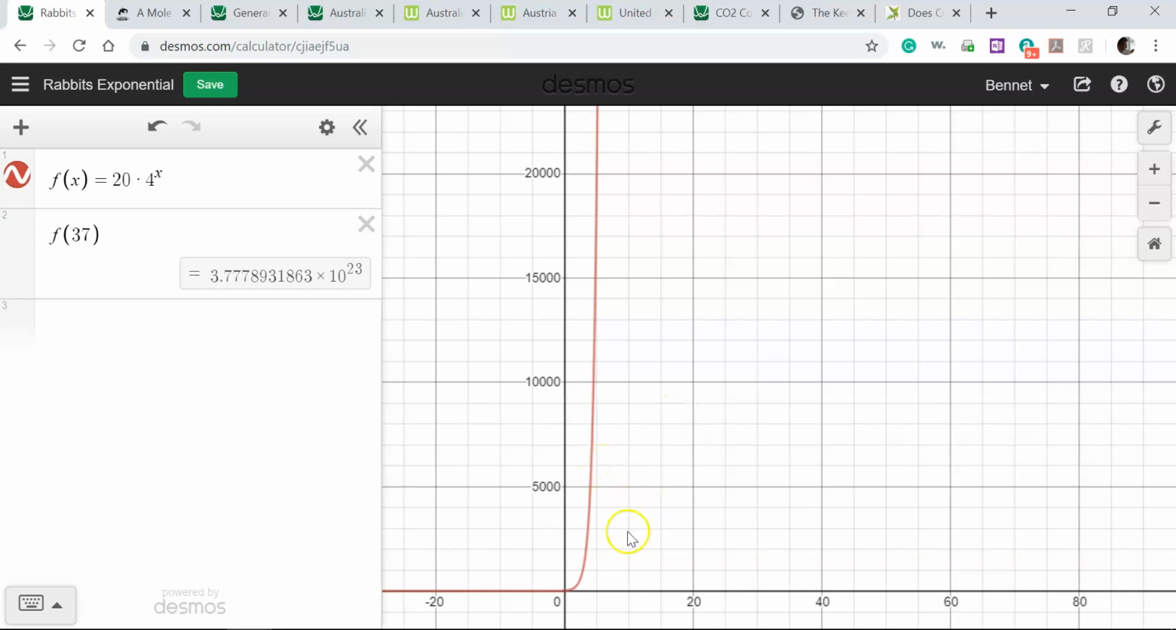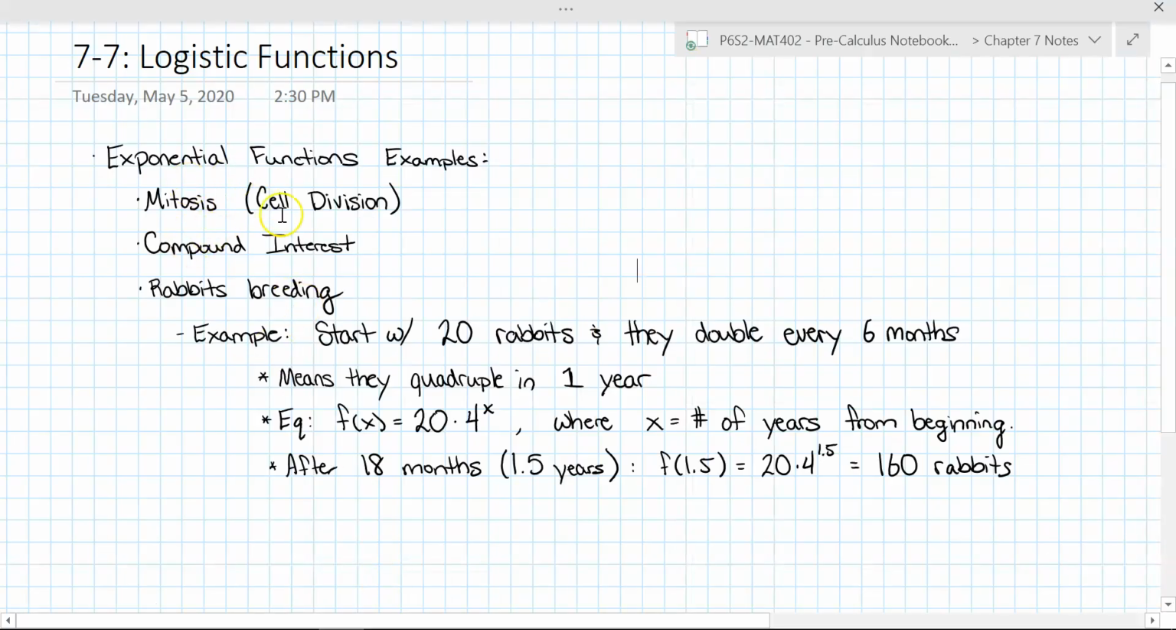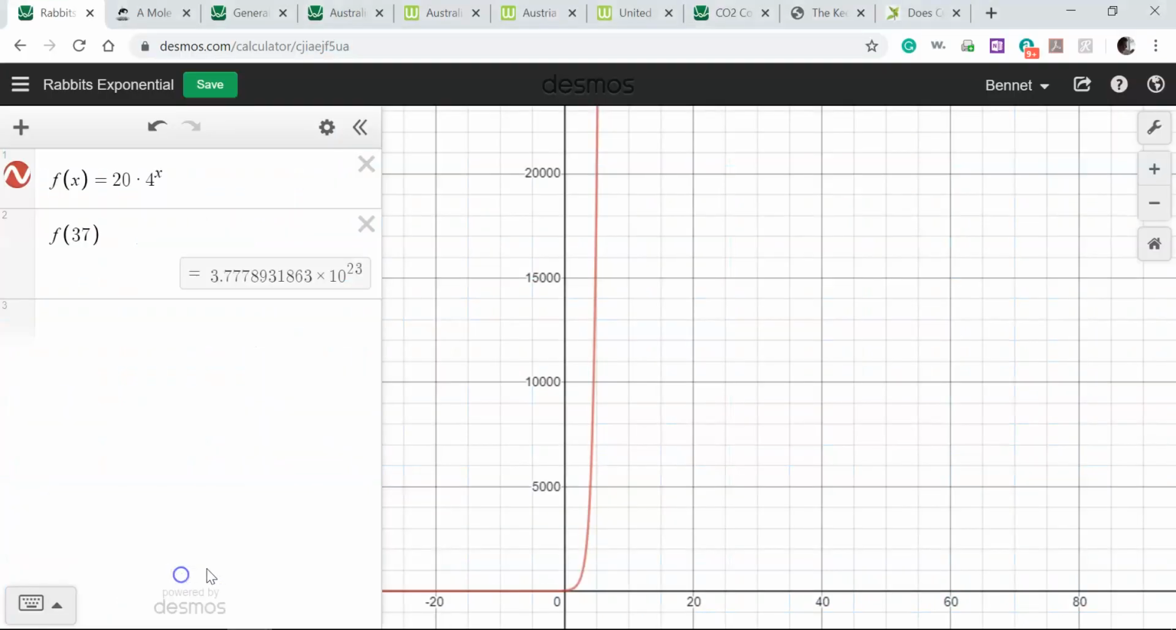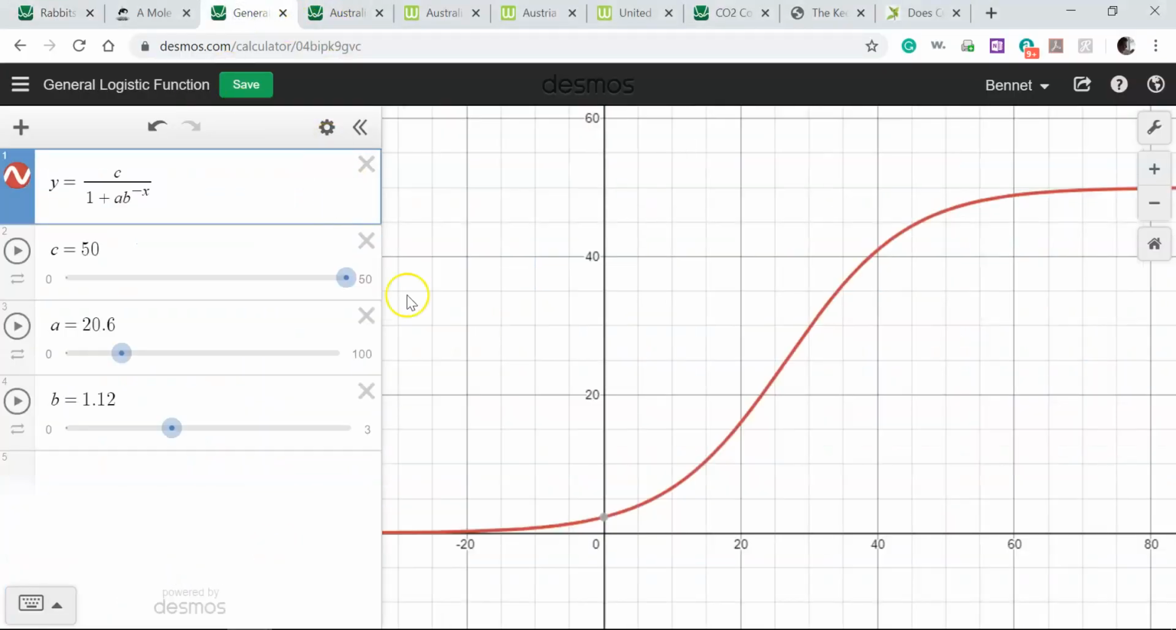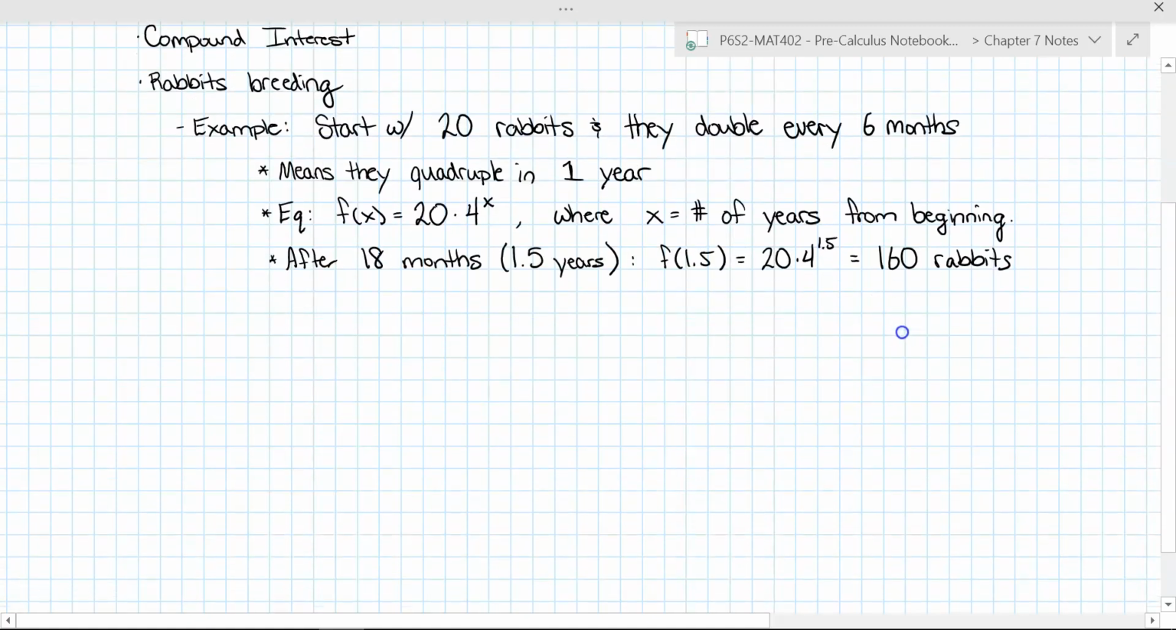And so most of these exponential functions, including mitosis and other things, can all be better described with this thing called a logistic function. So here's the general equation of a logistic function. It follows this pattern of y equals c over 1 plus ab to the negative x. And let's go in here and write this down.